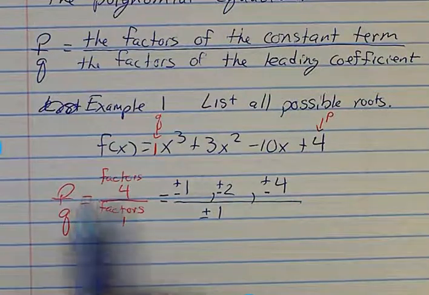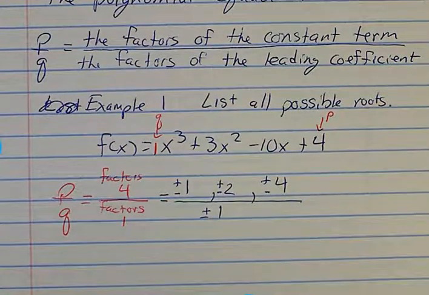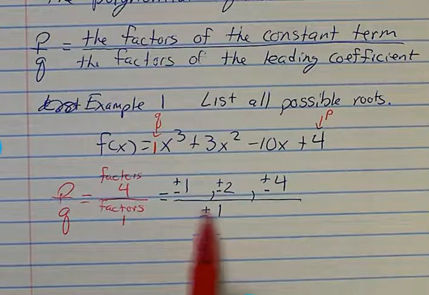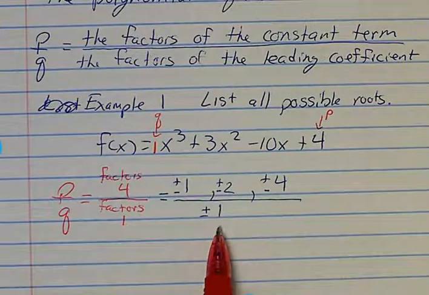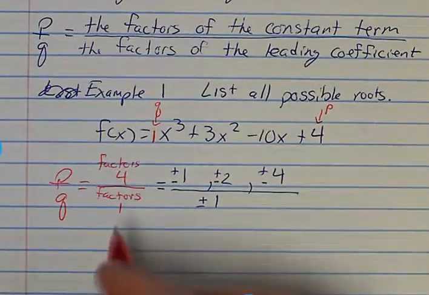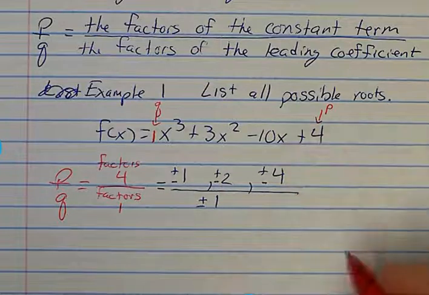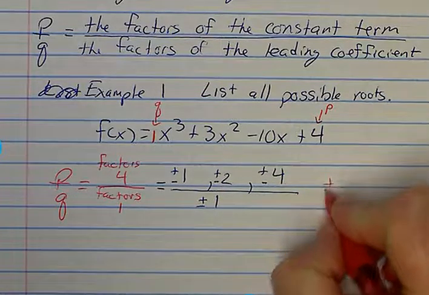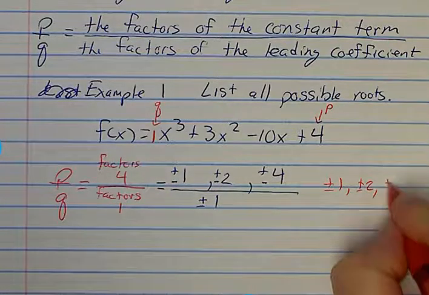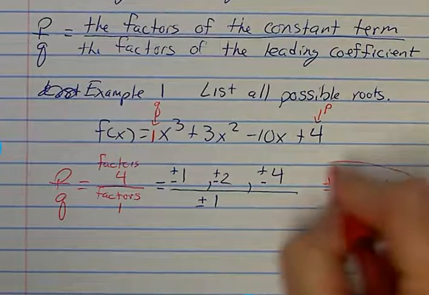Because once you've got the p over q and you've got everything set up, you have to go back and divide these numbers by these factors. So for this part, what happens when you divide anything by 1, though? It doesn't change anything, right? Still just those same numbers. So all the possible roots for this thing would be plus or minus 1, plus or minus 2, or plus or minus 4.